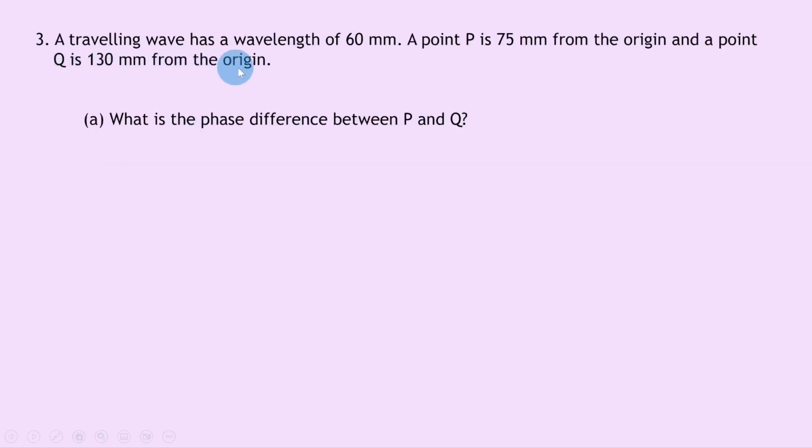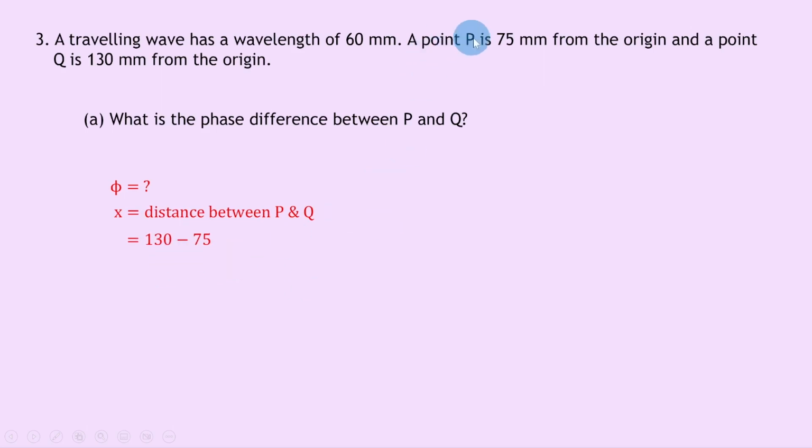Question 3 says a travelling wave has a wavelength of 60 millimeters. A point P is 75 millimeters from the origin and a point Q is 130 millimeters from the origin. Part A says what is the phase difference between P and Q? Well, let's write down what we know from the question. We're trying to find the phase difference phi, and we know that x is the distance between P and Q, which is 130 minus 75.